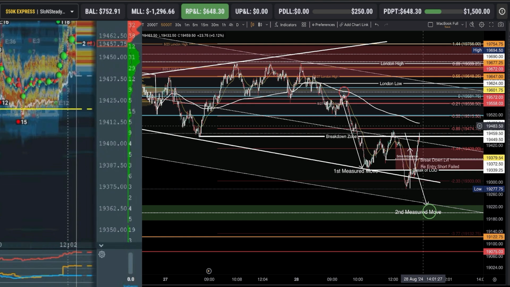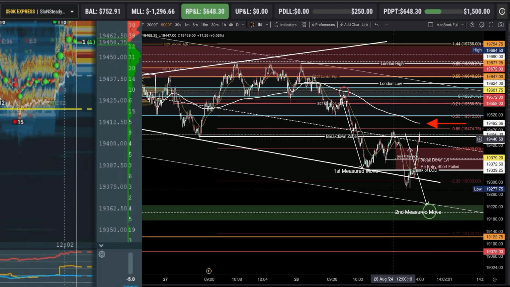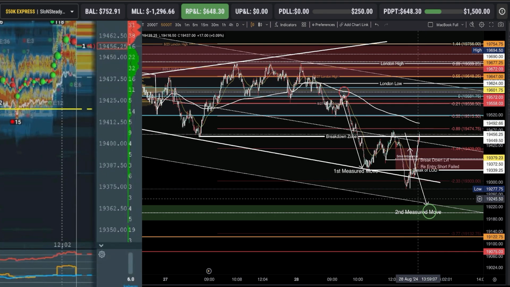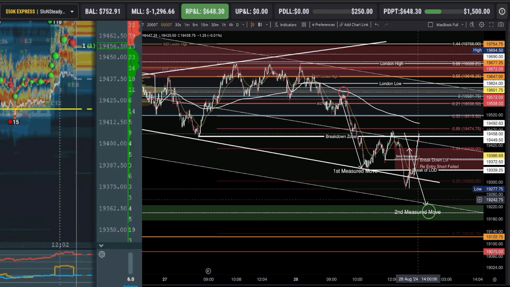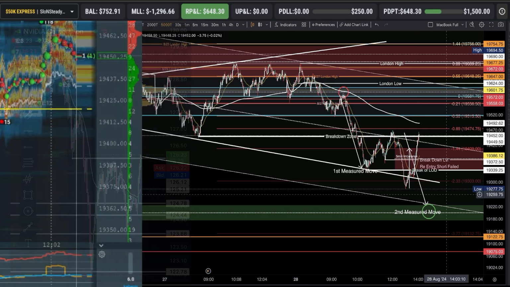Headed right towards VWAP at 490. If we break this prior high where we took our short, then we might just squeeze for the rest of power hour. I'm just going to be hanging tight here. You can see NVIDIA has broken above the previous level now at 126.12. It's now at 126.22, sort of wicking there. Not in the picture I just showed you, but it is wicking as I watch it on my phone.